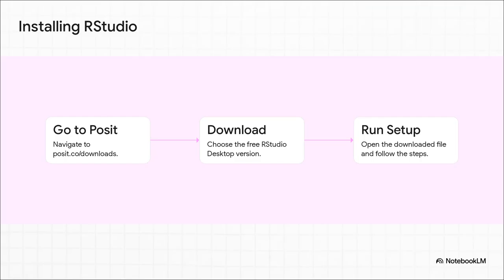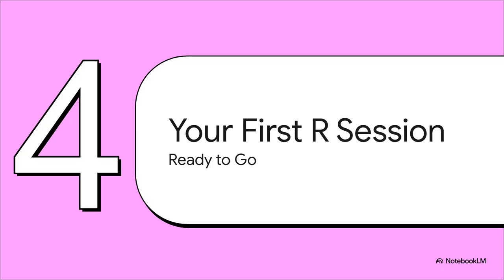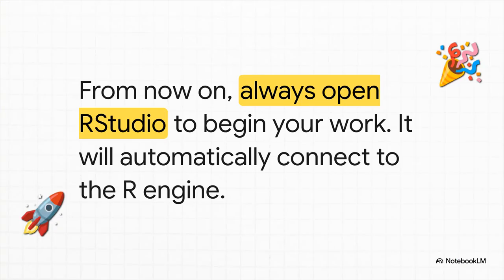RStudio. And this is just as simple. You'll go to the website, posit.co. That's the company that makes RStudio. Look for the download for RStudio Desktop. Make sure you grab the free version, download it, run it, click through the steps, and you're all set. And that's it. In just a few minutes, you've got the entire core toolkit for professional data analysis sitting right there on your computer.